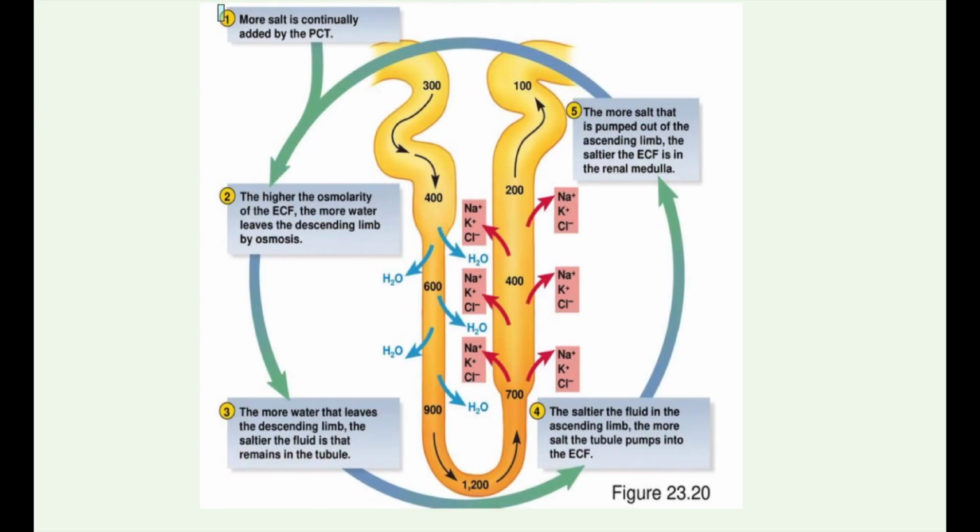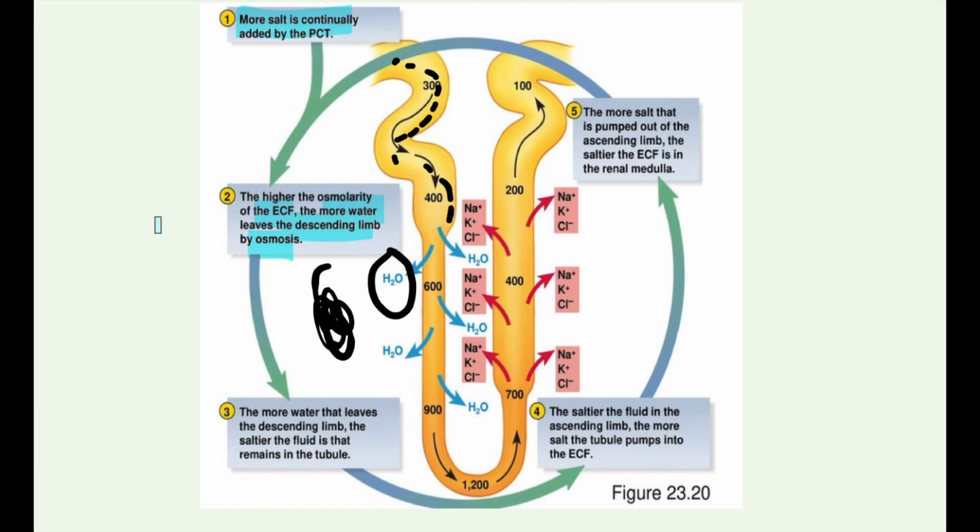Alright, so we're at the Thinkpad and we want to understand the countercurrent multiplier. Well, to do that, we have a picture right here, and we'll start by number 1. So, more salt is continually added to the proximal convoluted tubule. So, let's just say this is our salt, just going through and going through. Now, the higher the osmolarity of the extracellular fluid, the more water leaves the descending limb by osmosis, meaning the higher osmolarity out here, the more water leaves.